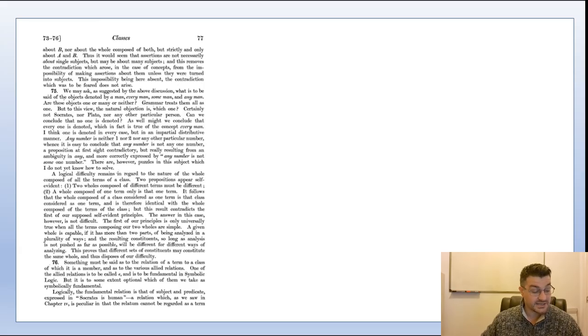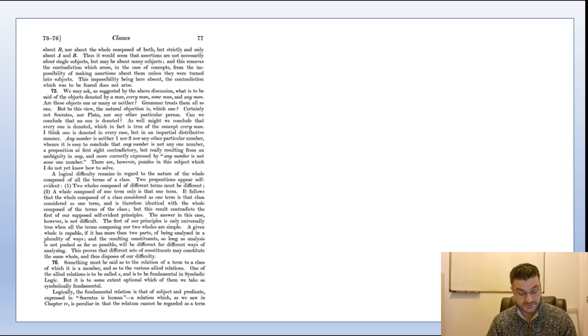The answer in this case, however, is not difficult. The first of our principles is only universally true when all the terms composing our two wholes are simple. Okay? So a class is not necessarily a simple object. So simple, I guess we could say, is indivisible, or it doesn't have parts. Okay? It talks about whole and part in chapter 16.